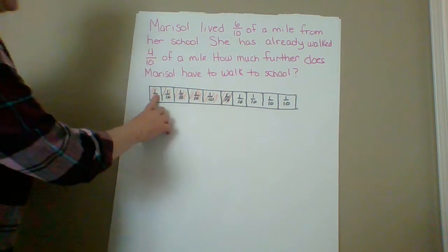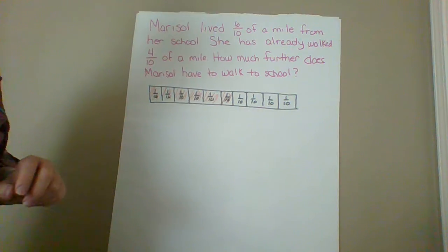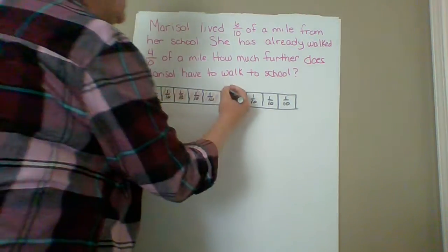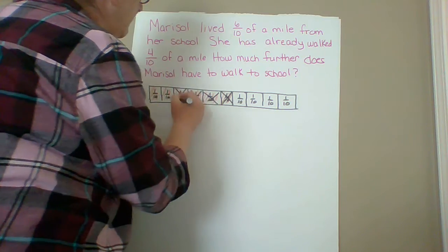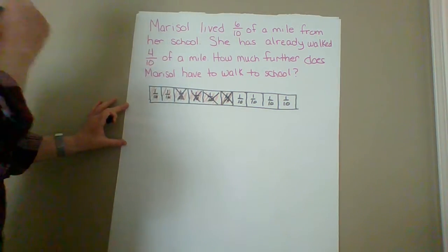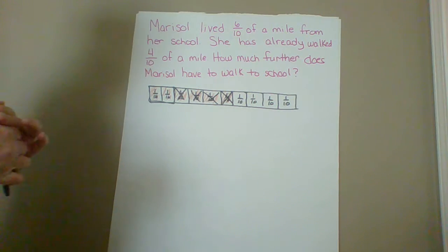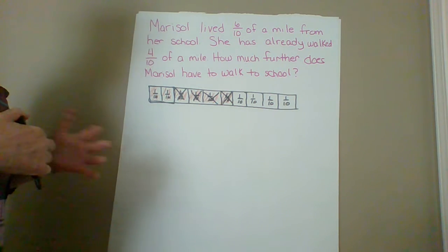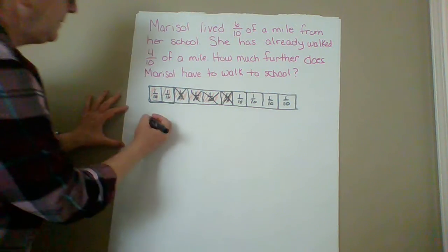So I did shade in 1, 2, 3, 4, 5, 6 tenths. So she's already walked 4 tenths of a mile. I'm going to take that away. 1 tenth, 2 tenths, 3 tenths, 4 tenths. And how many tenths does she have left? Well, let me share with you a different representation that I like to use when I'm working on distance problems because it just makes more sense to me.